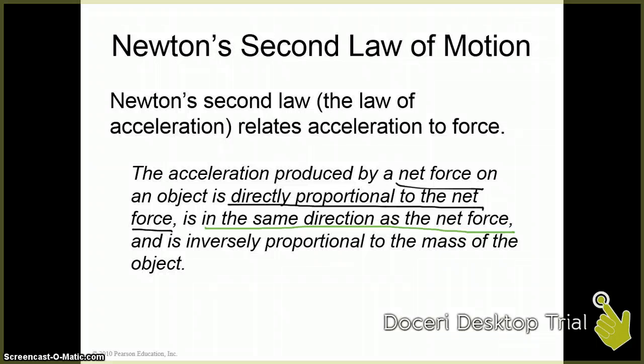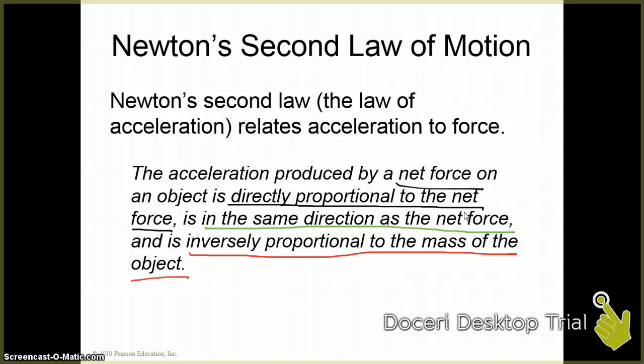Third part. The acceleration produced by a net force on an object is inversely proportional to the mass of the object. Why? Mass is an indication of an object's inertia. The more mass, the more inertia an object has. The more mass of the object, the lazier the object is, and so it's going to resist changes to its motion more. That's why the acceleration produced by a net force on an object is inversely proportional to the mass of the object.